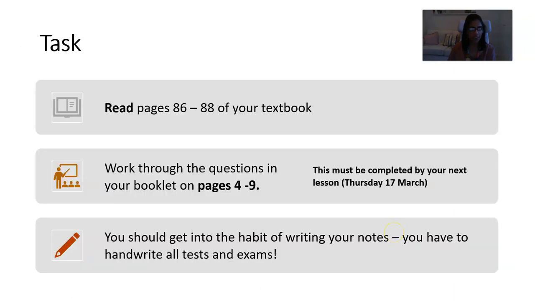Okay, so that is your lesson for today. Please make sure that you have or will read pages 86 to 88 of your textbook. Work through questions on pages 4 to 9 of your booklet. This is due on Thursday the 17th of March. And please make sure that you write in your booklet. All of your exams and tests are handwritten, so you need to get into the habit of doing this now.